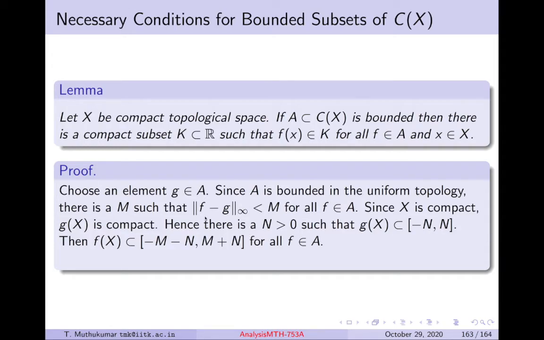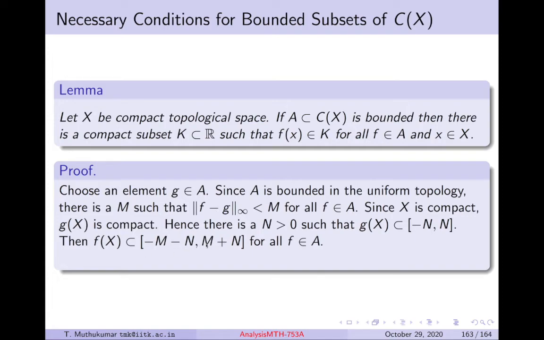So what this tells you is that, from here I can say that f is actually within M plus the supremum of G, and M minus the supremum of G, and so on. So from here we can conclude that if the norm of f minus G is less than M, then since G(x) is contained in minus N to N, and f minus G is less than M, then f(x) is contained in minus N minus M to N plus M for all f in A, because this happens for all f in A. Okay, and G is anyway fixed. So this means that f(x) is also contained in a compact set, and that's what we need to show, that the range of f is contained in a compact set for all f in A.